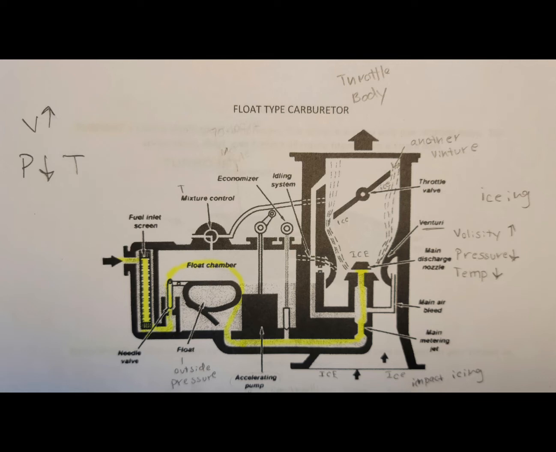What are two most commonly used carburetors in small reciprocating engines? Float and pressure. What is the purpose of a mixture control in a float-type carburetor? To control the fuel-air mixture with altitude changes. Altitude changes, air density changes.